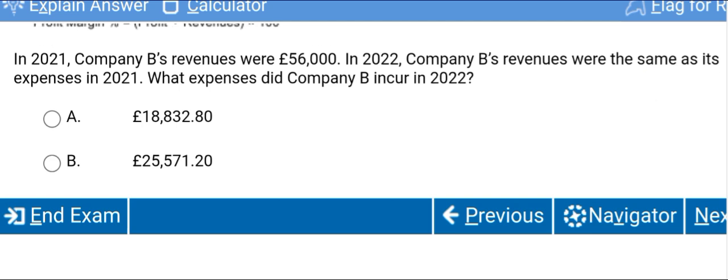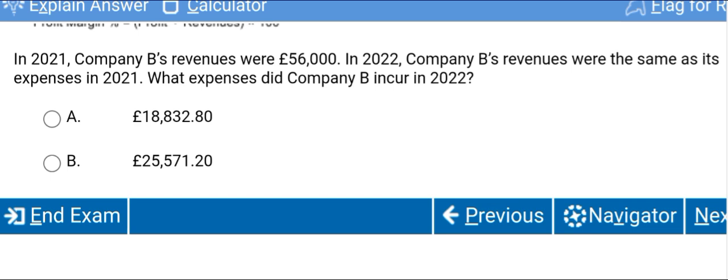In 2021, company B's revenues were 56,000 pounds. In 2022, company B's revenues were the same as its expenses in 2021. What expenses did company B incur in 2022?